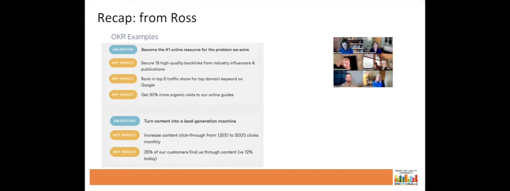Then the same for the second one: turn into a content lead generation machine. The key results here would be increasing the click-through rates. And this from-and-to is, to my mind, and I hope Ross and Evan agree, really good practice, because it tells you the scale of the challenge. If you've got a verb, increase, the thing you want to do, content click-through, then you've got from and to, from 1,500 to 3,000. That's a really great construct, because you can see, wow, we've got to double those clicks. That's quite a challenge. Whereas if you just said increase content click-throughs to 3,000, you wouldn't have quite as much of a view as to how much of a challenge that was.